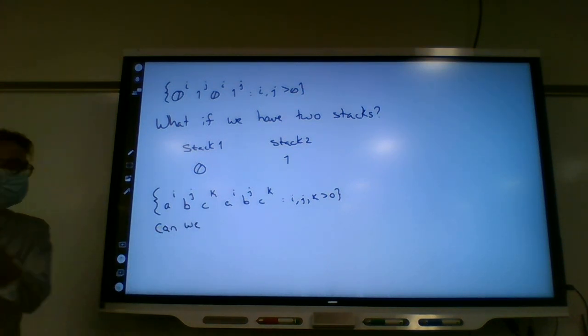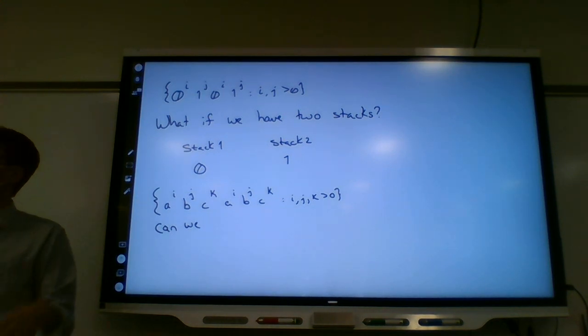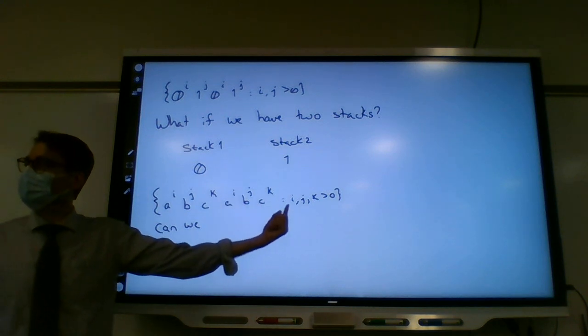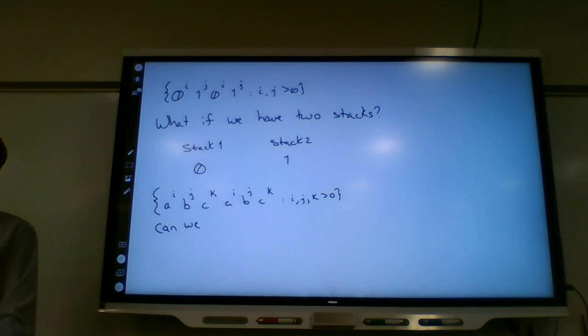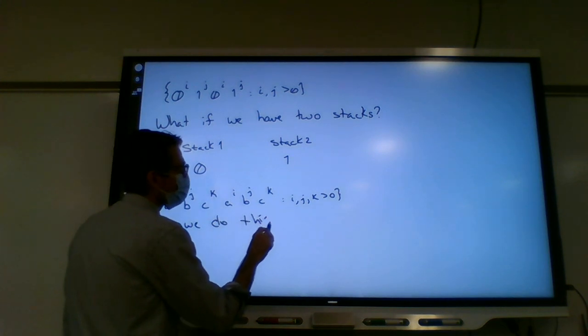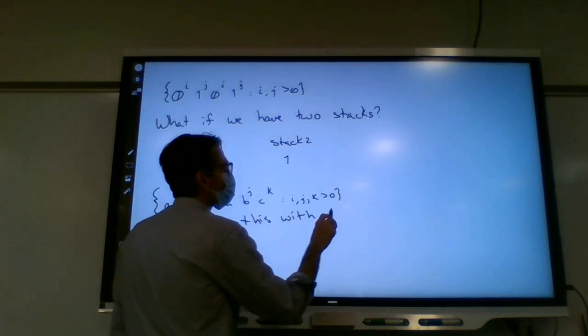Right, with 3 stacks, put the A's on stack 1, the B's on stack 2, C's on stack 3. And then when you get here, just start popping from stack 1, stack 2, stack 3. All right, so 3 stacks makes it easy. Can we do this with 2 stacks? No.